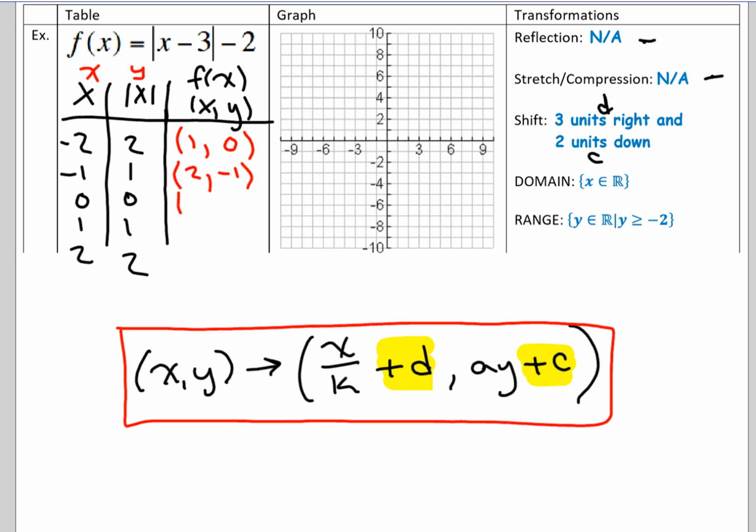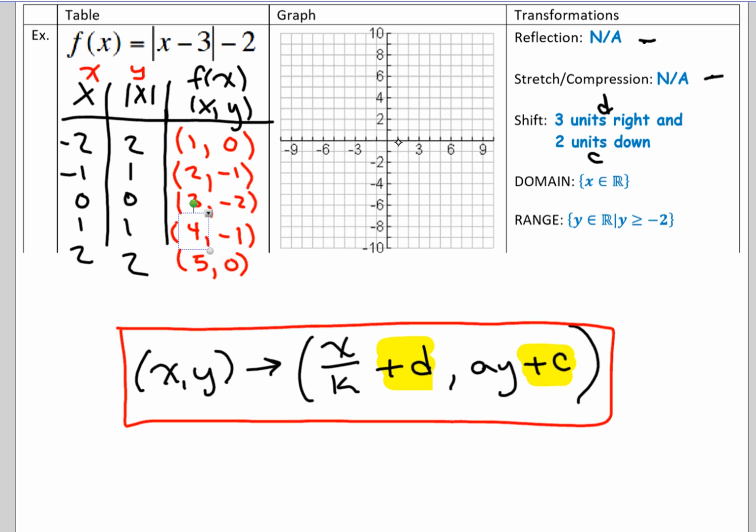Repeat, 0 plus 3 is 3. 0 minus 2 is -2. 1 plus 3 is 4. 1 minus 2 is -1. And 2 plus 3 is 5. 2 minus 2 is 0. So these 5 points now will make up our new absolute value function.